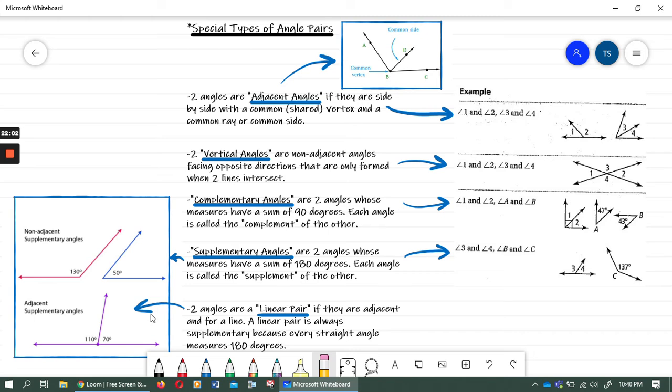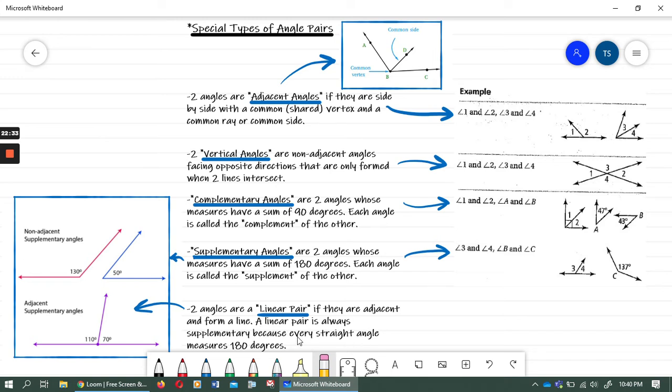So guys, here's the deal. When you do have adjacent supplementary angles, they're called something different. They're still supplementary, but they are also called something different. Two angles are a linear pair if they are adjacent and they form a line. If they are adjacent and they form a line, they are called a linear pair.